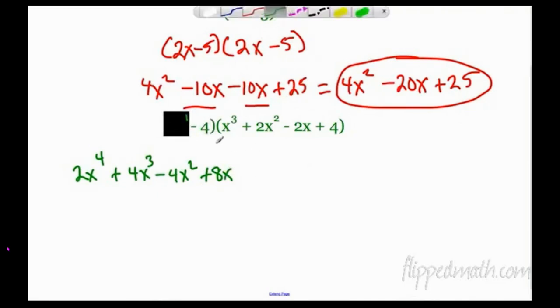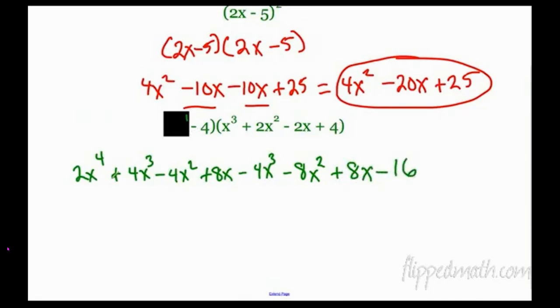Negative 4 times x to the third, negative 4x to the third. Negative 4 times 2x. That's negative 8x squared. Negative 4 times negative 2x. That's positive 8x. And negative 4 times 4 is negative 16. Now this is a hot mess, baby. Lots of stuff everywhere. We got to get like terms.